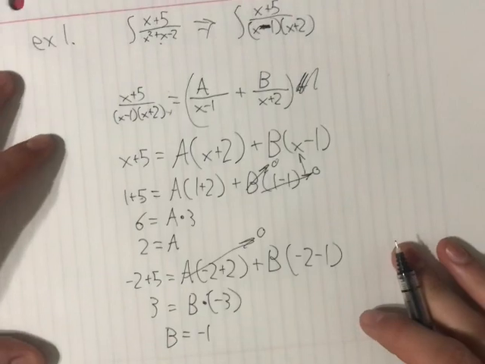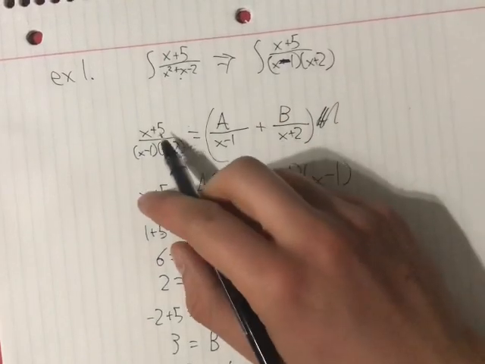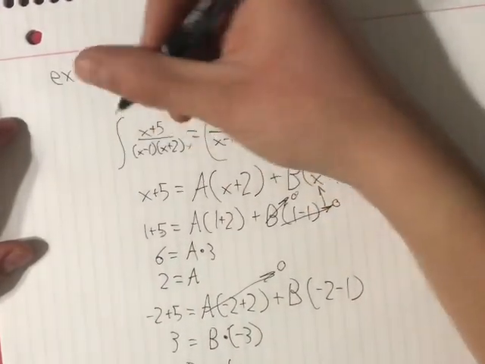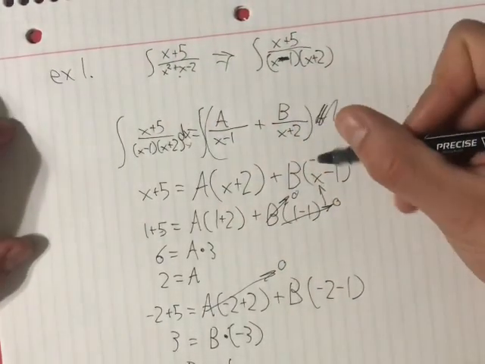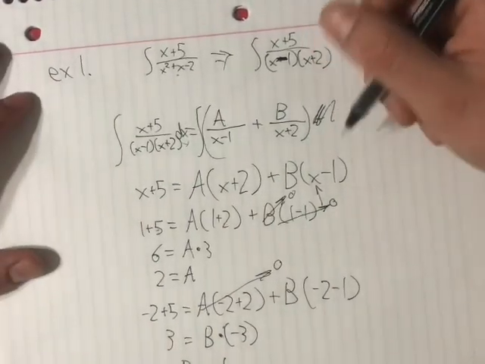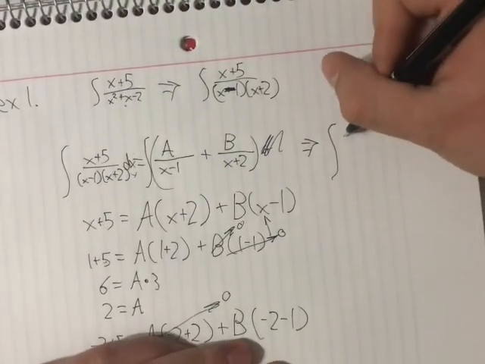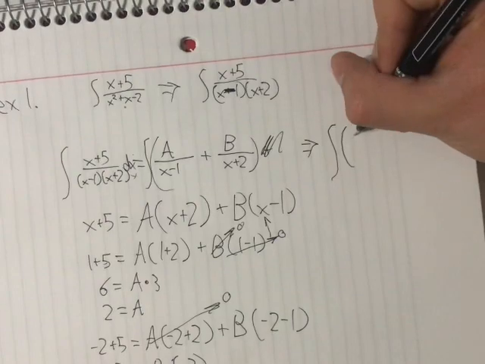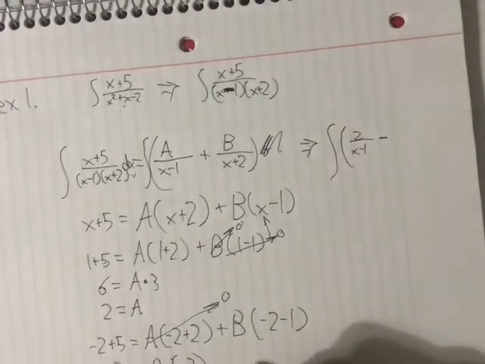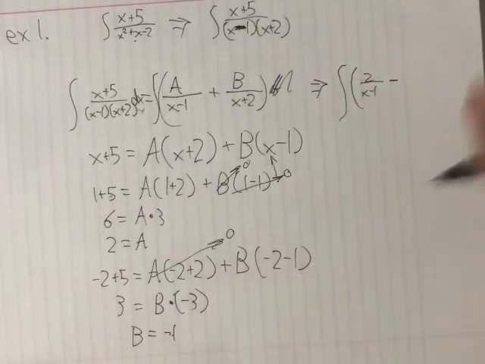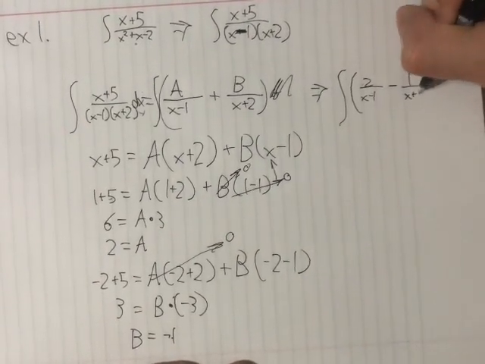Now what we can do with these values is use this equation up here. So let me clarify something. This is our original equation, so what we're going to do is take the integral of this, and that is the same as taking the integral of this one. Now, what about a and b here? Well, we just found these values, so instead we're going to plug these in and take the integral of this instead. So we have 2 over x minus 1 minus, because of our negative 1 down here, 1 over x plus 2.